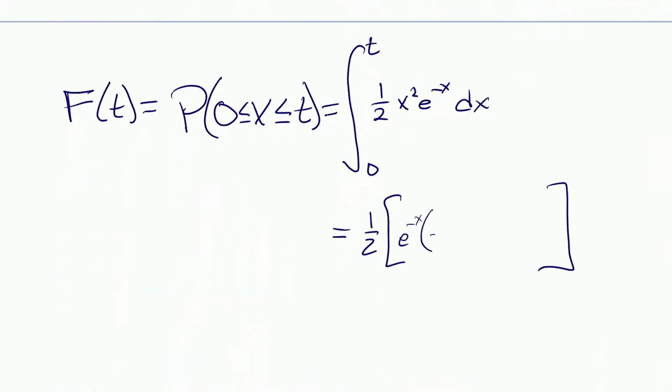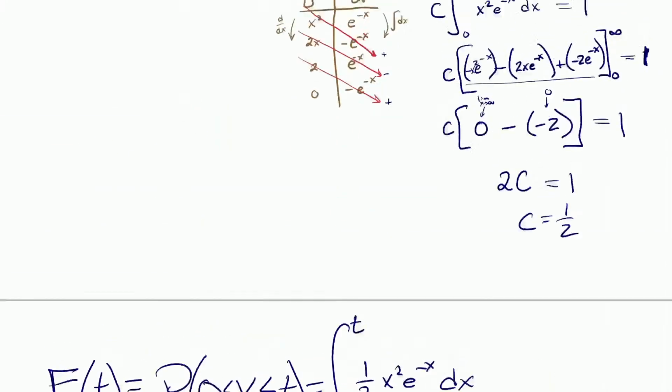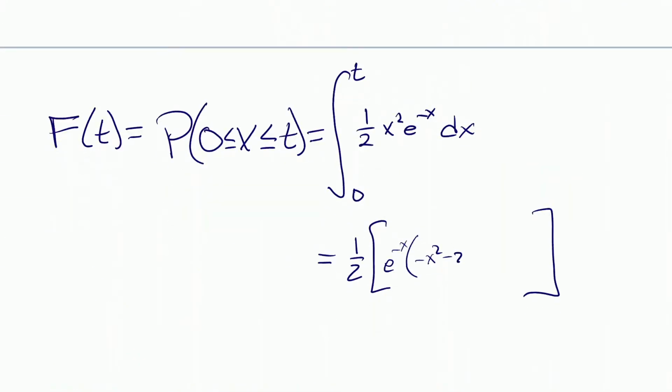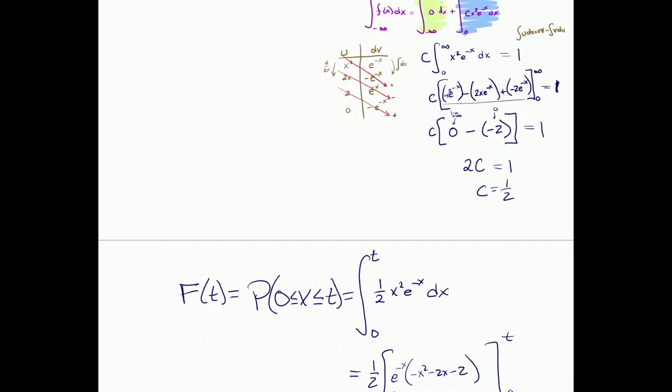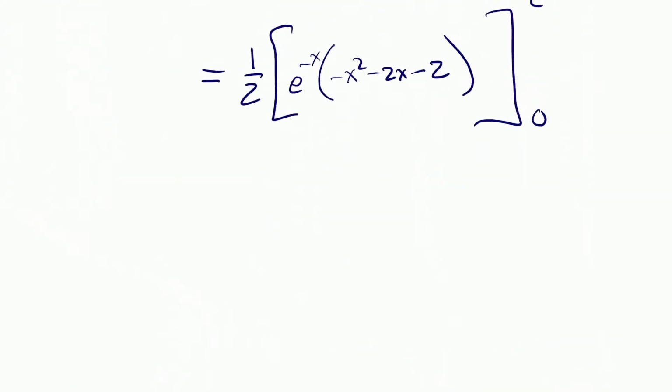e to the negative x times negative x squared minus 2x minus 2. I factored as well. And this is going to be from 0 to t. So I just took that antiderivative and rewrote it down here. I factored out the e to the negative x because I thought it would be easier. And then the c is just right there. So everything's good. All right, almost done.